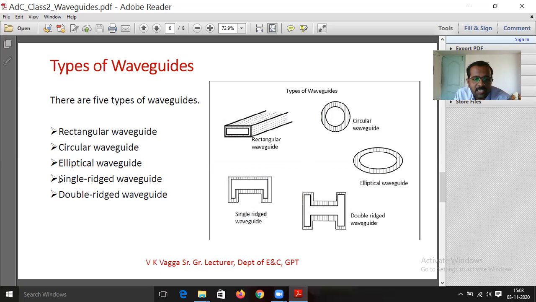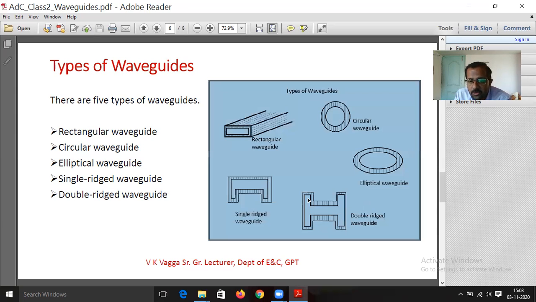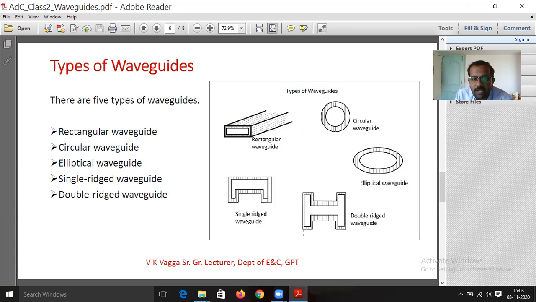And another one is the single ridge. So it is having the bends at one end here. It is the same as the rectangular, or it is assumed to be an extension of the rectangular waveguide here. If it is having the bends at one end, it is called a single ridge. And in the same way, if it is having the bends at both ends, so that you can see the upper end is bent and the lower end is also bent, and it takes the shape of the English alphabet H. If it takes the shape of H, it is assumed to be the double ridge waveguide.